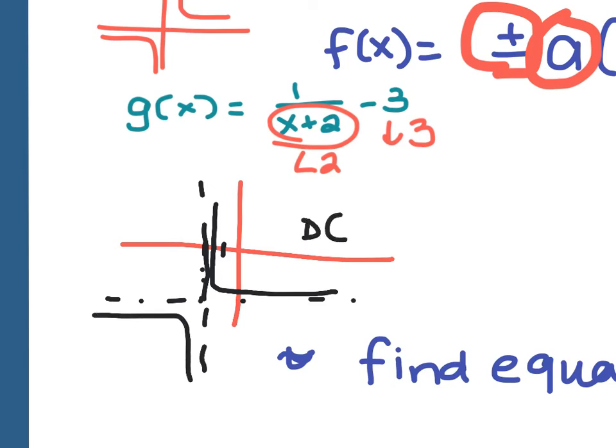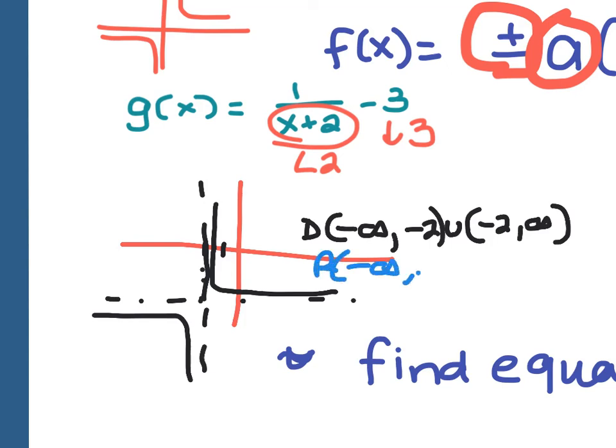So domain here, normally it goes negative infinity to 0, but because we shifted to the left, it's now negative infinity to negative 2, and then negative 2 to positive infinity. And the range normally goes negative infinity to 0 because the x-axis is usually the asymptote, but because this got shifted down 3 places, it's from negative infinity to negative 3, union negative 3 to positive infinity.